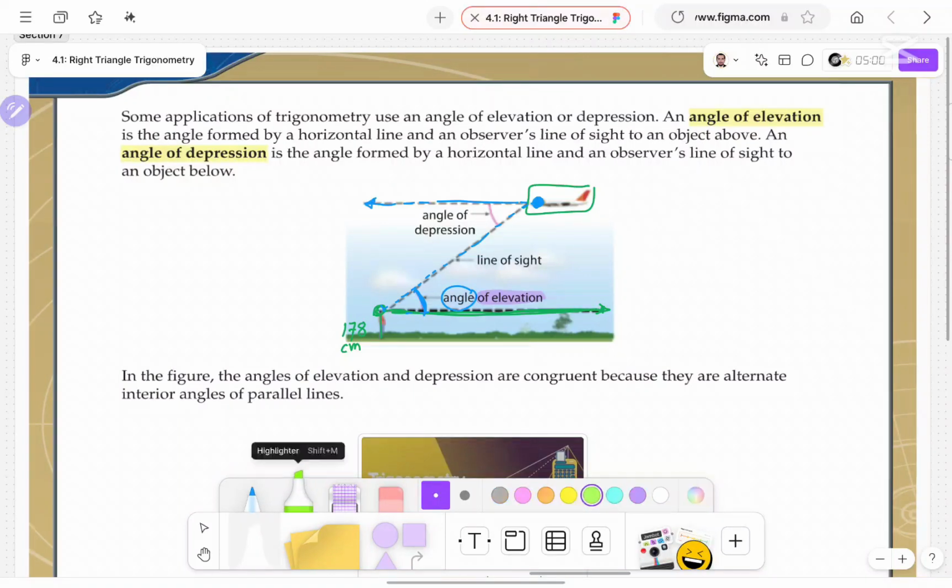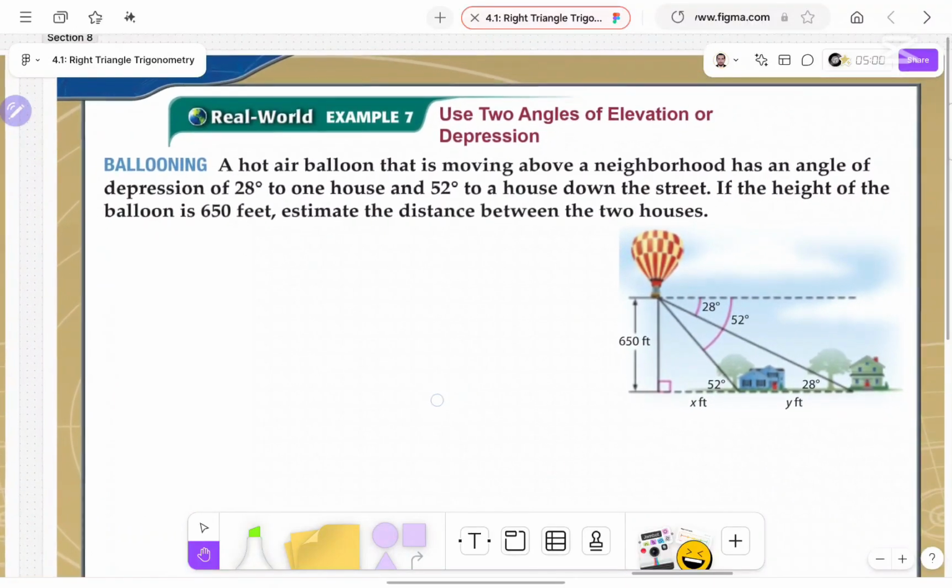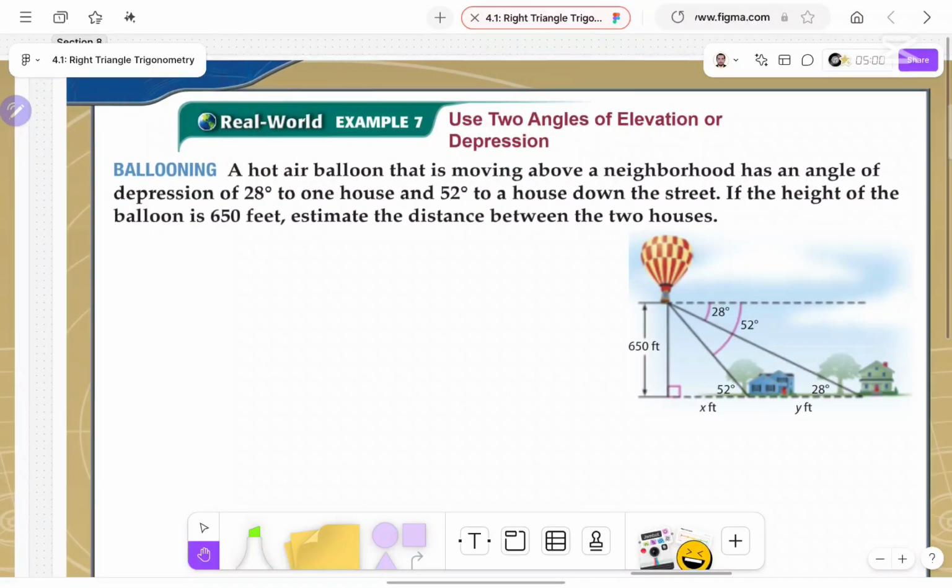Now if the pilot just looks down, he wants to see me. So if he wants to see me, he creates another angle while he's looking at me. So now he creates this angle, and because this angle is down or below his sight line, we call this one angle of depression. It's a sad angle because it's opening down. Okay, so this is the difference between angle of elevation and angle of depression. Now let's solve this question here. Use two angles of elevation.